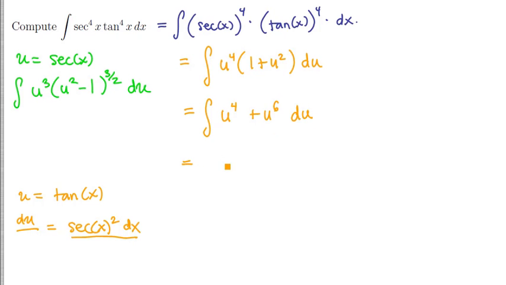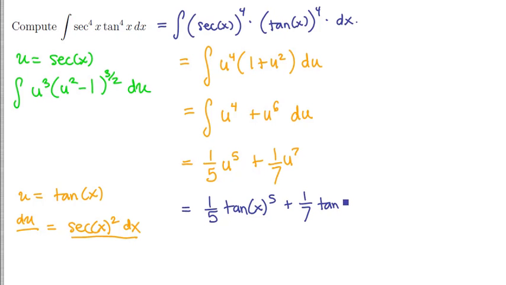Both of these are simple power functions. The first one integrates to 1/5 u to the 5th. The second one integrates to 1/7 u to the 7th. And if we back substitute, we get 1/5 u, which is tangent of x, that was the one that worked, to the 5th power, plus 1/7 the tangent of x to the 7th power. And again, we can pull out a tangent of x to the 5th from both pieces, and also a 1/35th, and we'll be left with a 7 in the first term, plus a 5 tangent squared in the second term.